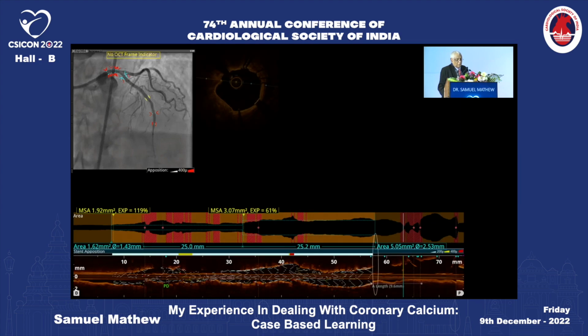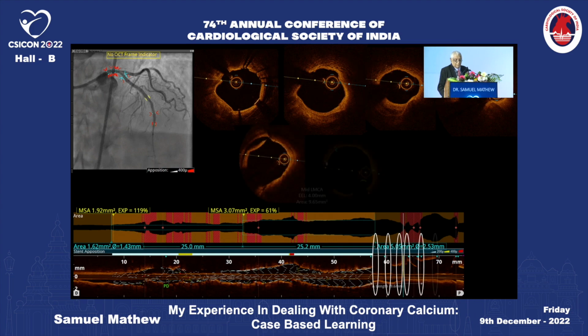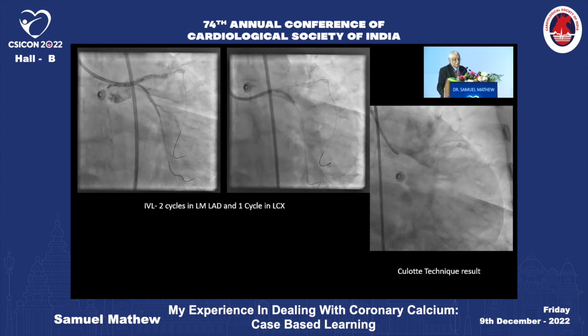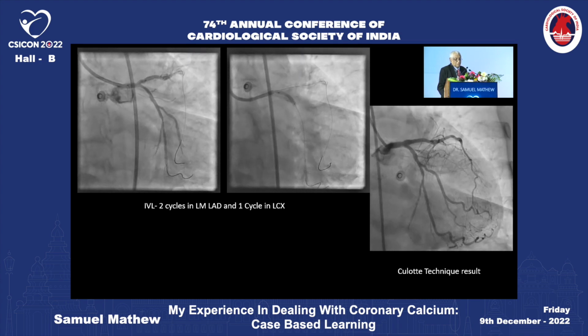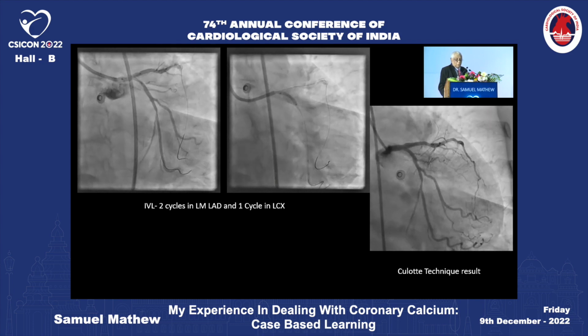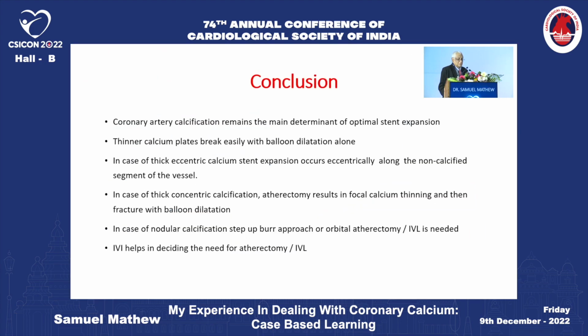So we had to go in and open that vessel with a high pressure balloon, followed it up with IVL, and this is the OCT picture of that patient. You can see the dense calcification in that, which was followed by stenting of the circumflex also. So the use of a combination of multiple devices would be necessary in very difficult cases.